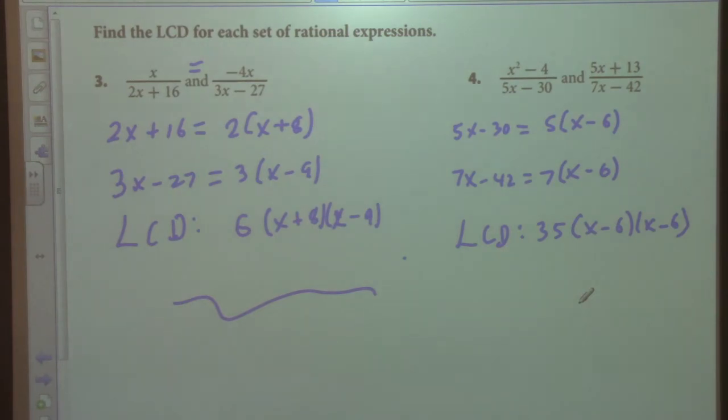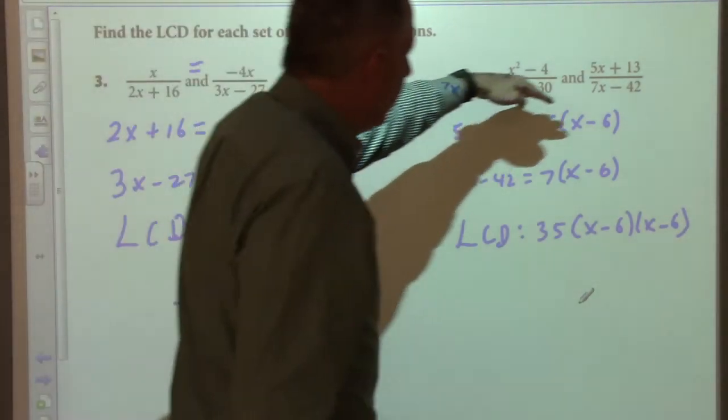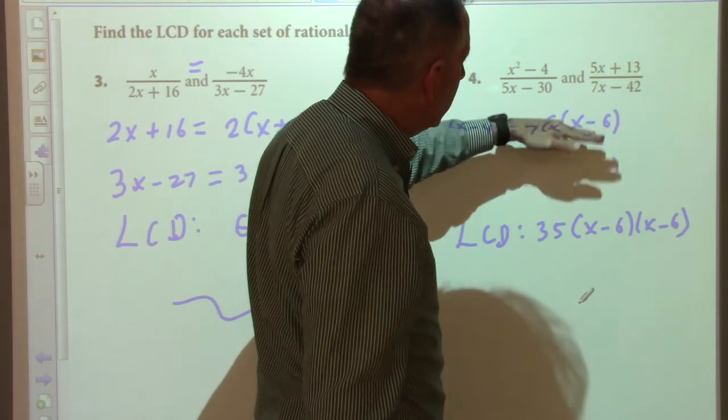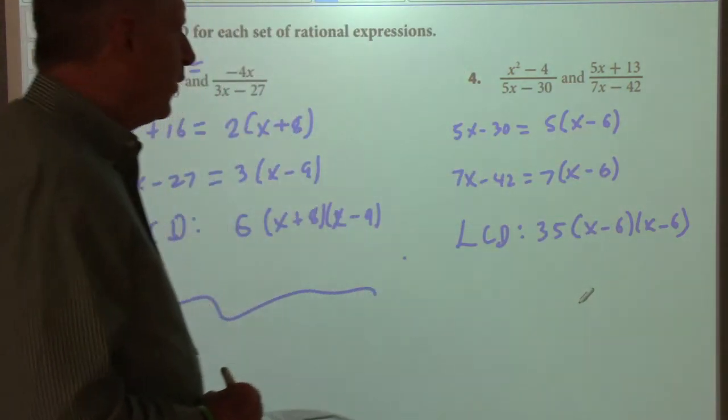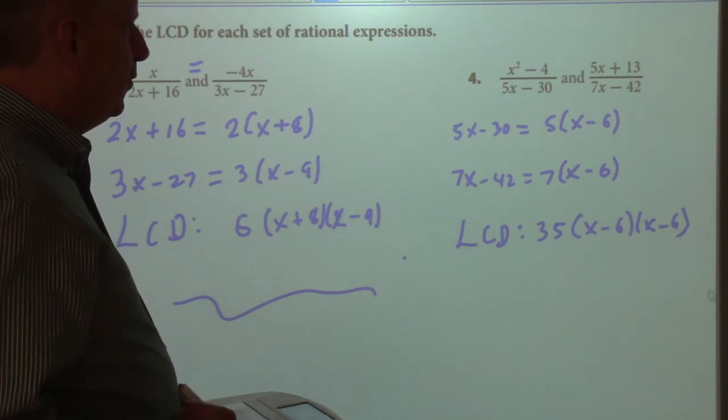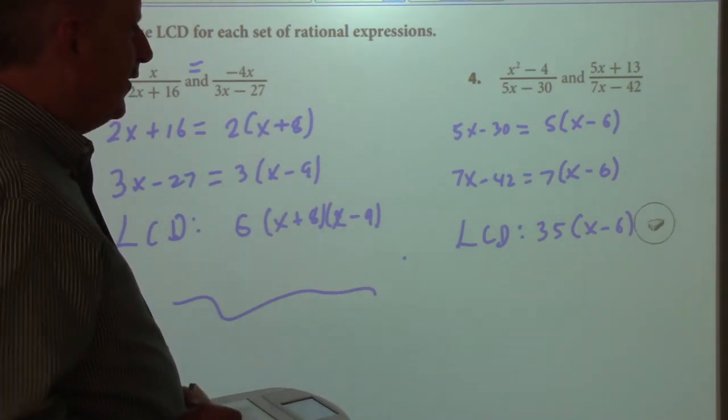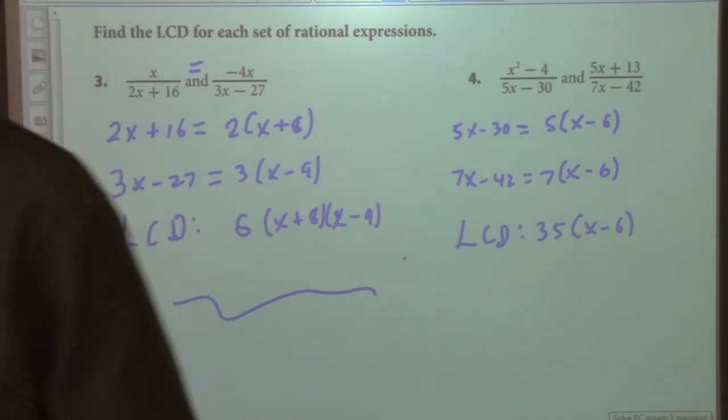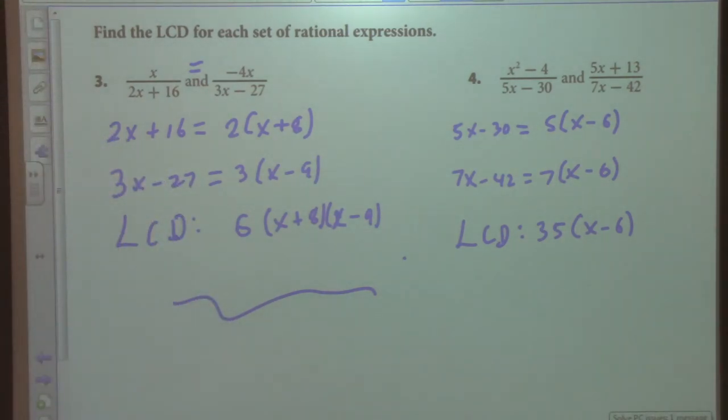Yeah, now here's what it is. Because each of these denominators really contains x minus 6, you only have to list it once. So our least common denominator is actually this, right? Because x minus 6 is within each of those, and so that same x minus 6 will cancel out, because you only need to cancel out one at a time when you multiply. Does that make sense? If it appears in both places, you only need to list it once in the least common denominator.